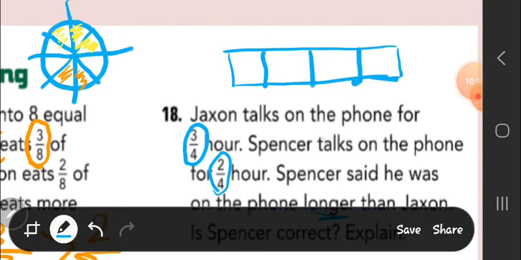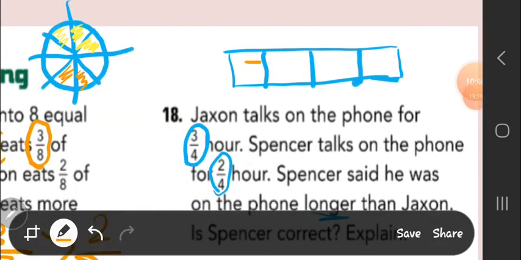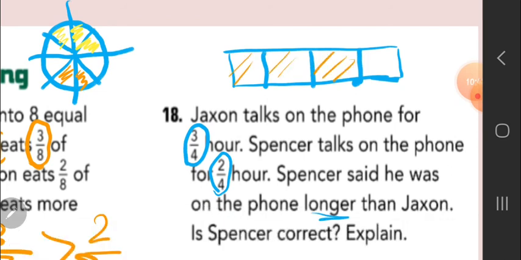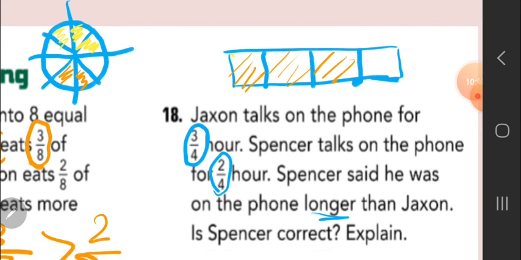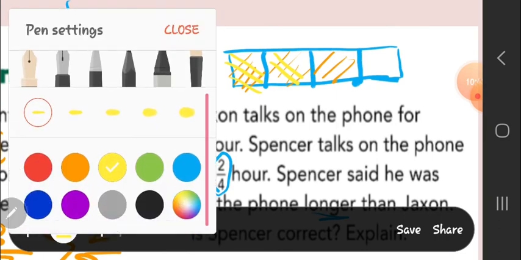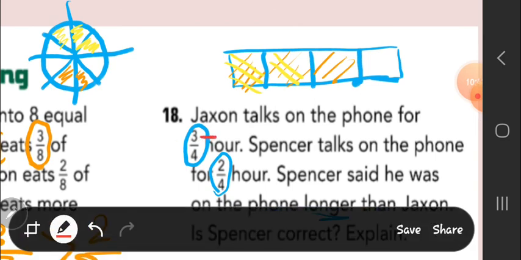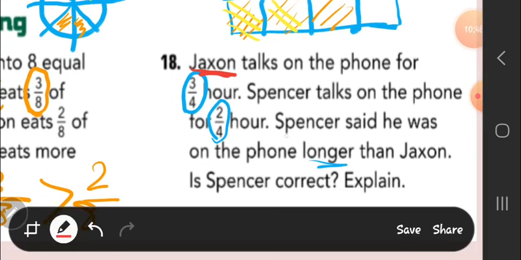So the first one is Jackson, and he talks for 3/4. So that means these 3 parts. And his friend Spencer talks 2/4. That means I'll color it like this with the yellow one. What do you think? Who is more, 3/4 or 2/4? Of course, Jackson, the one who talks for 3/4. So his answer is not correct.